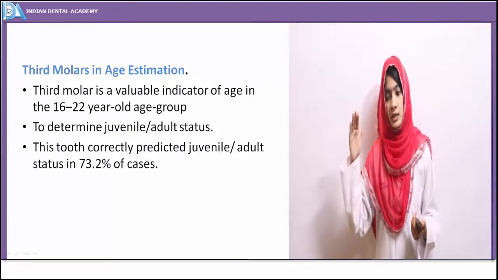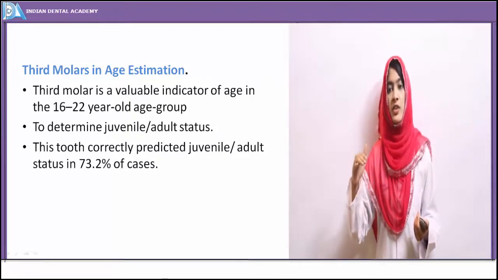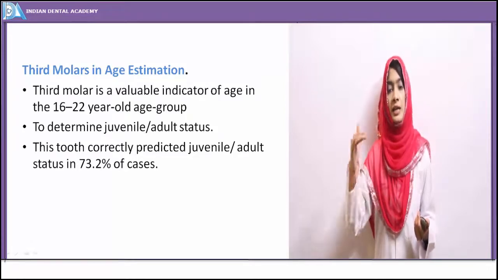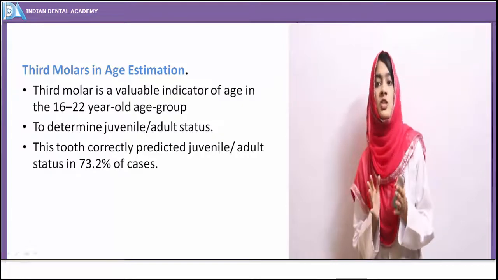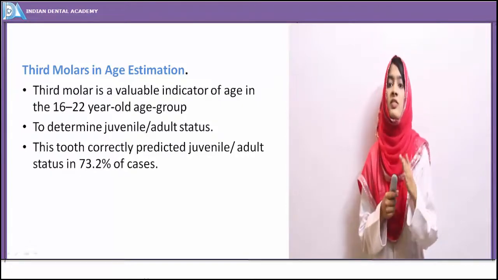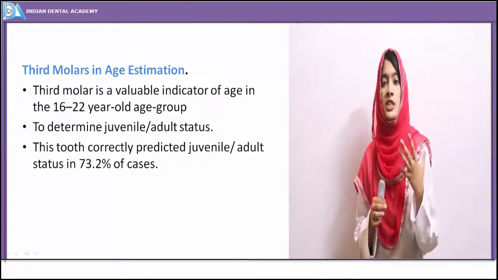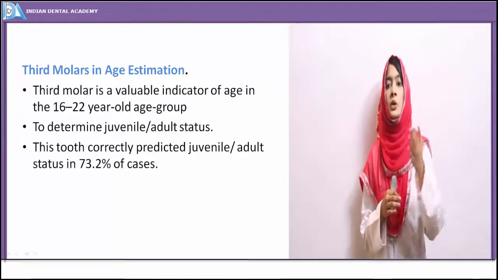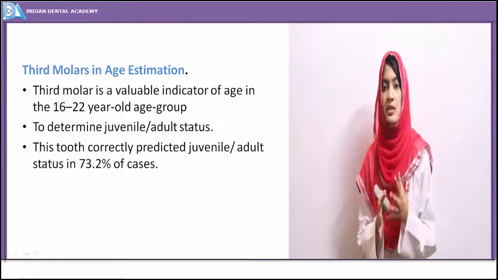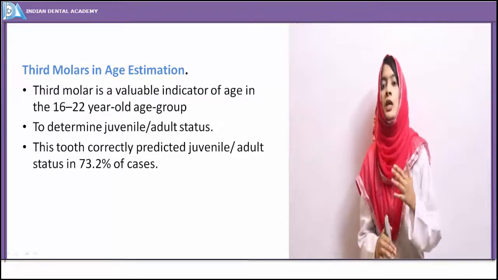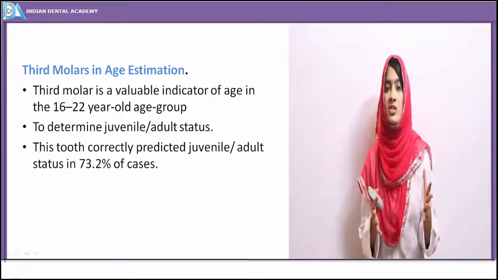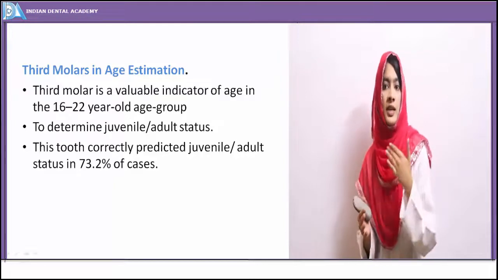So third molars may be used to identify if the individual is a juvenile or adult, and 18 years is the exact age for third molars. 18 years is also the age at which the laws applicable to a child change from juvenile to adult, and 18 years is considered a characteristic age for the individual to enter the adult period. So the laws are very stringent for adults when compared to juveniles.